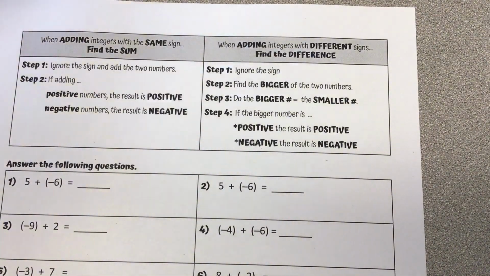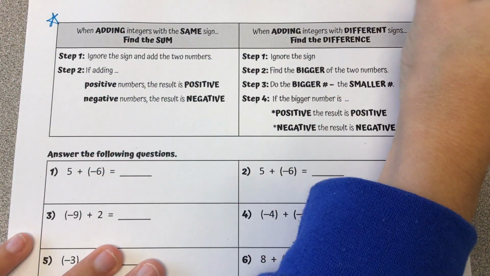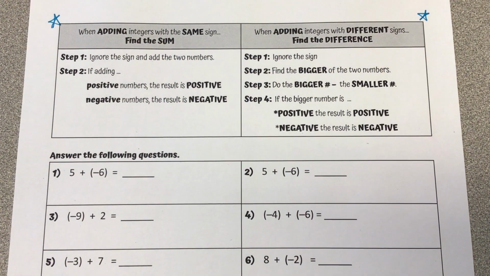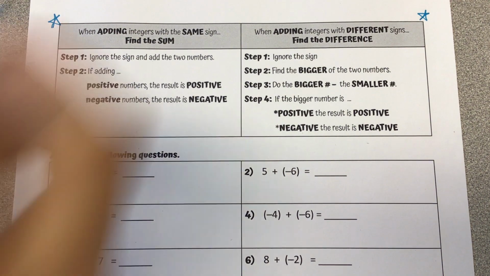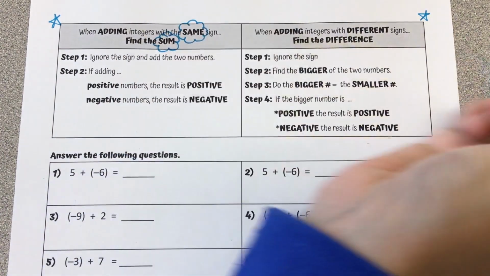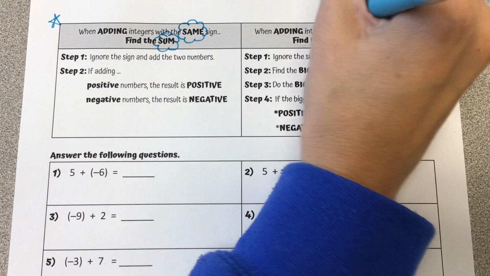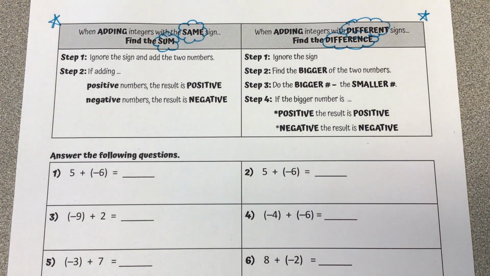So let's look at these integer rules that we want to use. This is going to be really important. Put a star next to it or something. You're going to want to refer back to that because you don't want to have to use a number line and counters every single time. So basically there are 2 rules. When we are adding integers with the same sign, we find the sum. If we are adding integers with different signs, we find the difference. Same, sum, different, difference, okay?